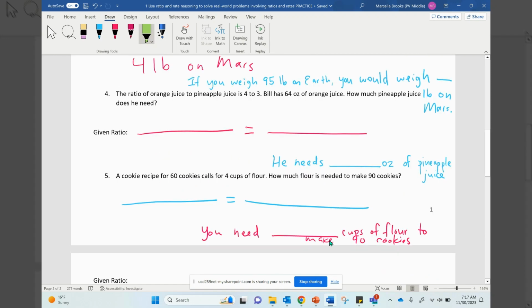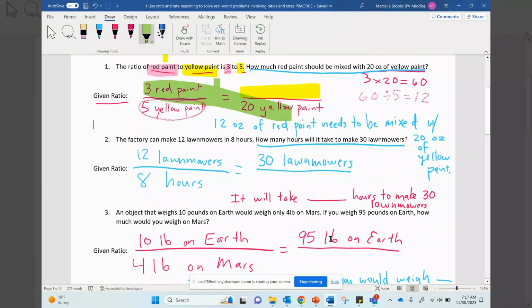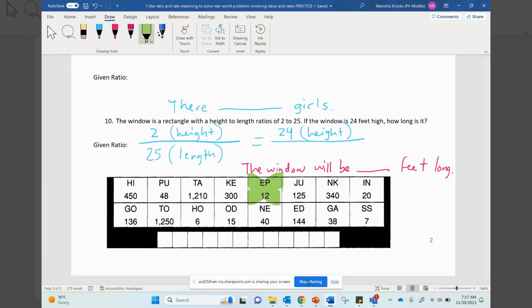So we also got another answer. No, we didn't. I just did one. All right. So try the rest of these out, and then I will come check.